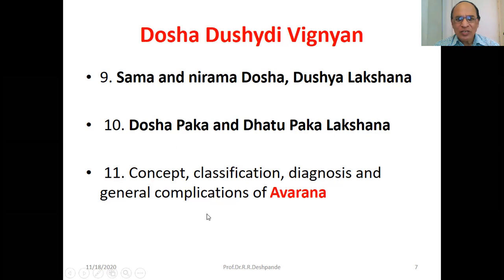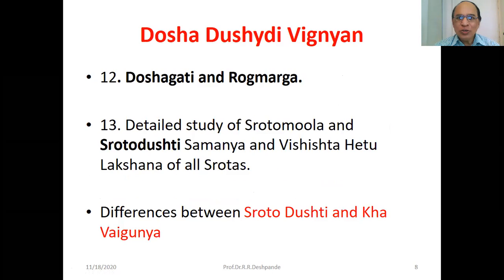Concept, classification, diagnosis and general complications of Avarana, covering or obstruction to the different dosha energies. Dosha Gati and Roga Marga. Dosha Gati: Urdhva, Adha and Tiryak, upward direction, downward direction, transverse direction. And Roga Marga: Koshtashrita Vyadhi in the visceral organs, Shakhashrita in the peripheral dhatus, and Marmashrita in vital organs like brain, heart, kidney. Roga Marga, where the diseases can be found.